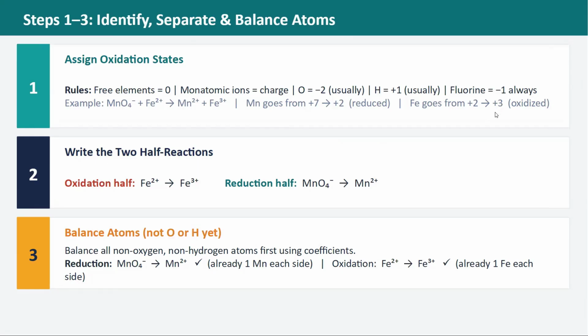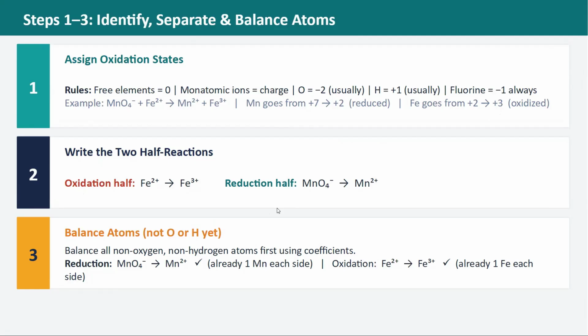That means it is oxidized. Second, after finding which one is oxidized and which one is reduced, you write the half reactions. So the oxidation half is Fe2+ going to Fe3+. The reduction half is MnO4- going to Mn2+. After doing this, you balance atoms, but not oxygen or hydrogen. So you balance all non-oxygen, non-hydrogen atoms first using coefficients.